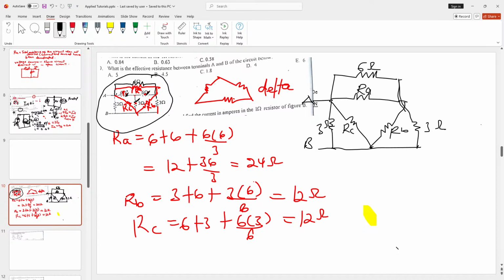So looking at this circuit, we can see this 6 here. What is RA? We had RA to be 24. We had RB to be what? 12. And then RC was also 12. Okay. Please, if you are following, let's see yeses in the comment section so that I get to know you guys are following. So we can clearly see that this 6 here is connected in parallel with this 24 here.